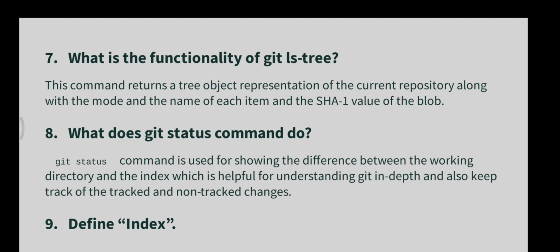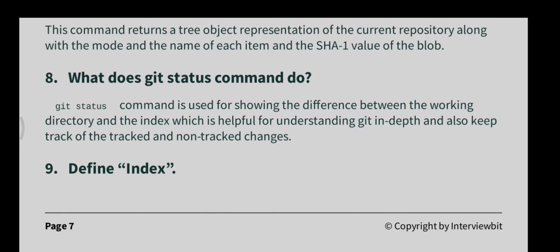What does the git status command do? The git status command is used for showing the difference between the working directory and the index, which is helpful for understanding Git in depth and also keeping track of the tracked and untracked changes. Define index.